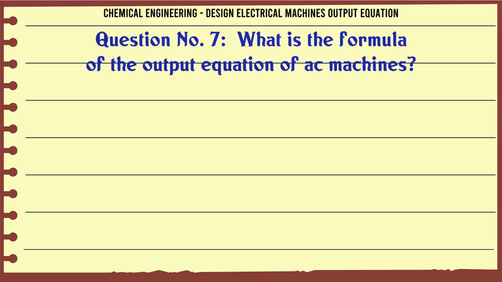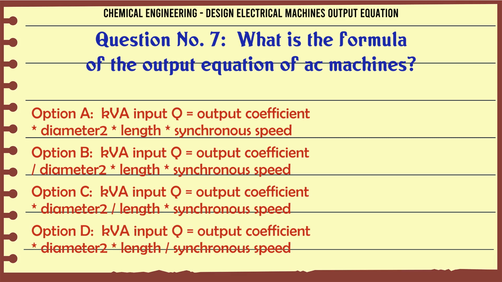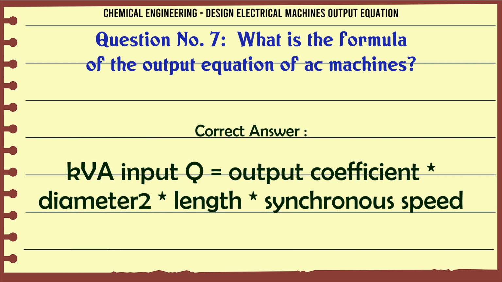What is the formula of the output equation of AC machines? A: kVA input, Q = output coefficient × diameter² × length × synchronous speed. B, C and D give variations of the formula. The correct answer is Q = output coefficient × D² × L × synchronous speed.